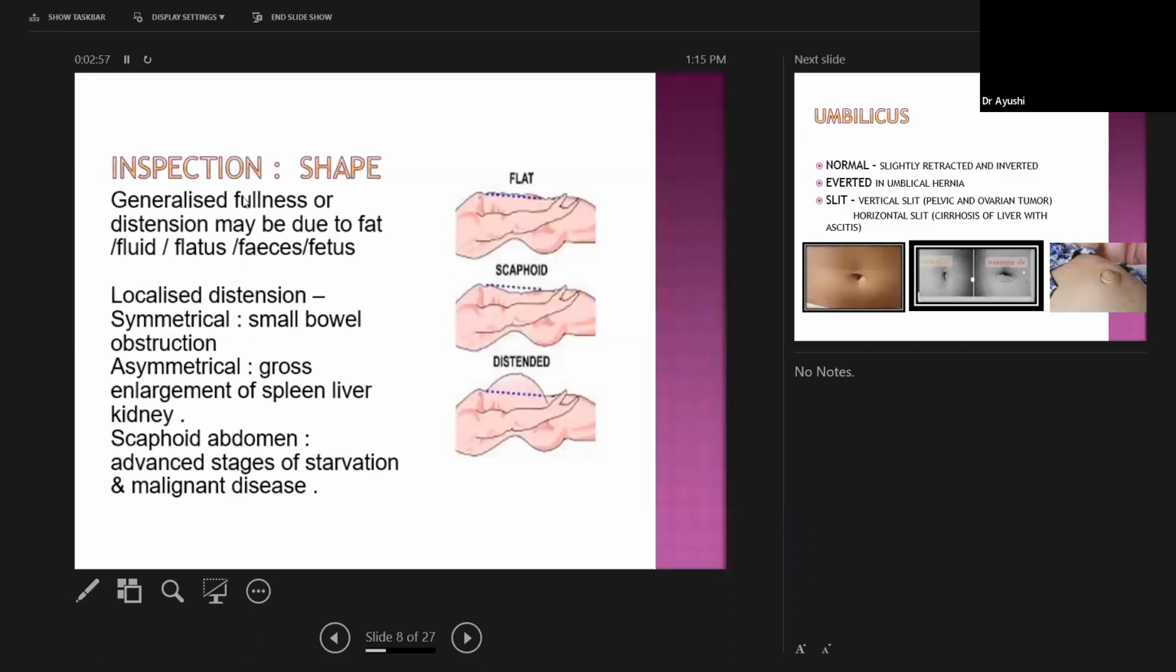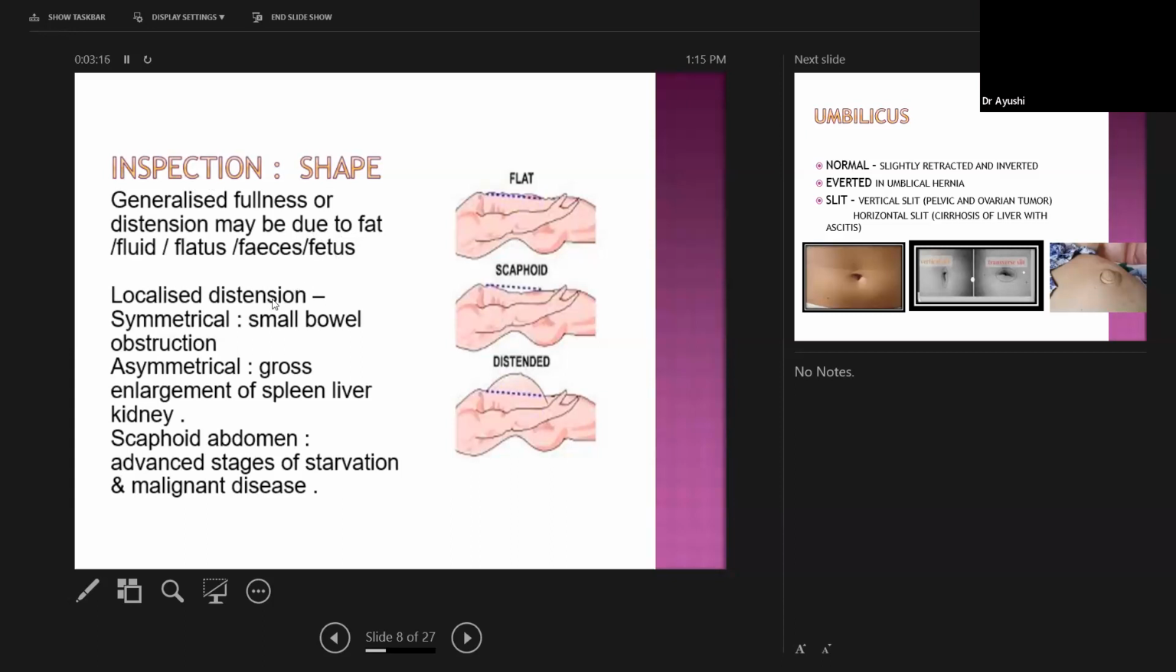Now, inspection. First, we have to see the shape of the abdomen. There may be a generalized fullness or a localized distension. In case of generalized distension, there are 5 F's that may cause it. These are fat, fluid, flatus, feces, and fetus.